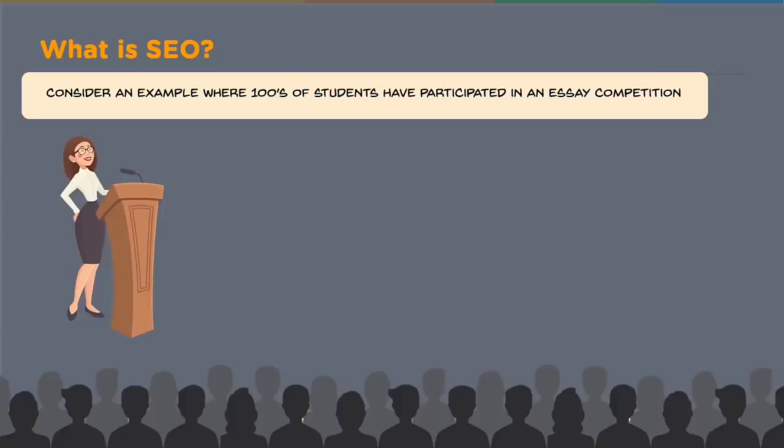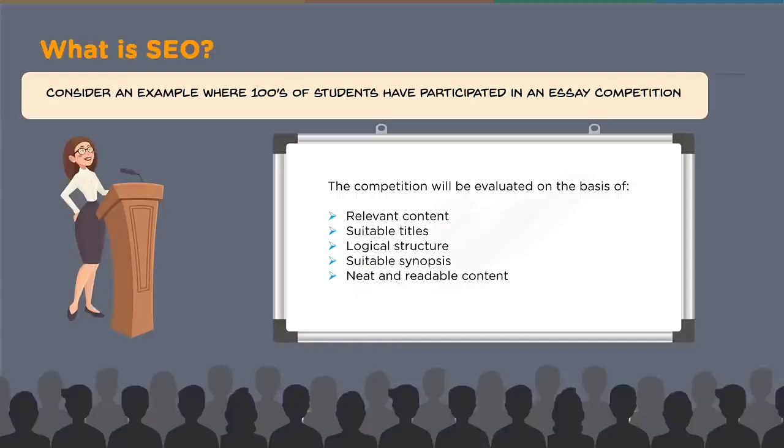So let me give you an example. Let's just say there's 100 students that participated in an essay competition. And the competition in this particular case is evaluated on the basis of: is the content relevant? Are they using suitable titles for their essay? Do they have structure when they're participating in this essay or talking about the essay? And do they have a suitable synopsis? And is the content neat and readable? These seem all logical for an essay competition.